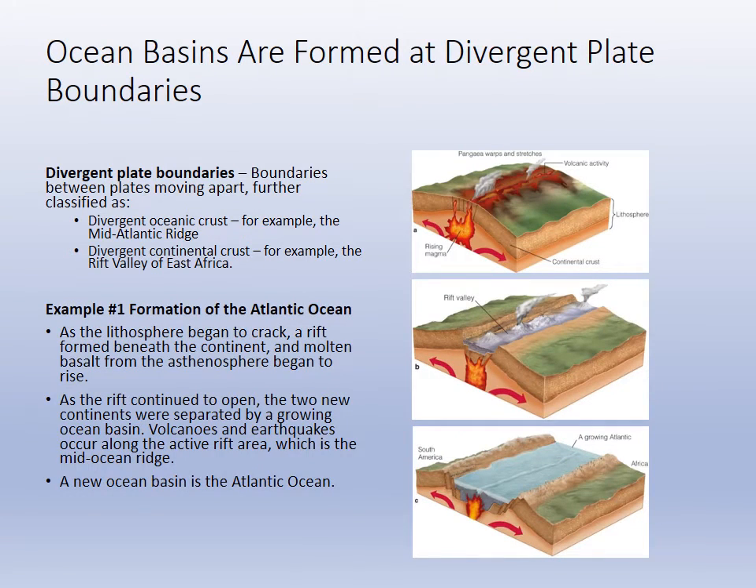So the ocean basins are formed at divergent boundaries, boundaries that spread. So the oceans, especially the Atlantic, are growing. The Red Sea, which is growing, will be an ocean when the formation of continental margins is complete.